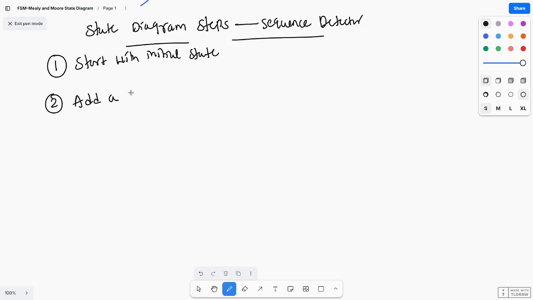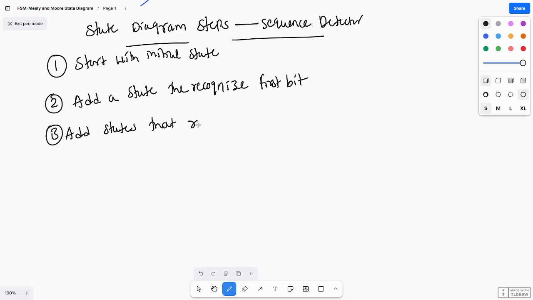Add a state that recognizes the first bit. Okay, add states that recognize each successive bit. Each time when you add an arrow, it is determined whether it can go to one of the previous states or a new state must be added.